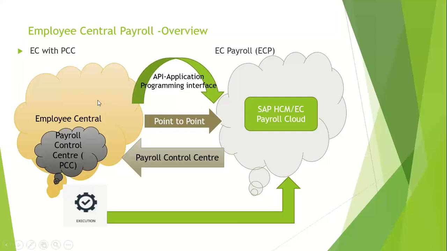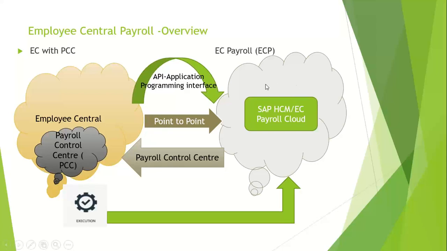Okay. So far we discussed data maintenance in EC and data replication from EC to ECP. I'm talking about only data, not the configuration. This configuration has to be done here, and that configuration has to be done there. Configuration done in EC cannot be replicated to ECP. The configuration or implementation has to be done separately in EC and ECP. Only data can be replicated from EC to ECP through this point-to-point replication.